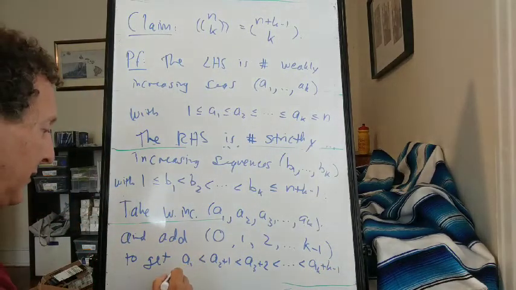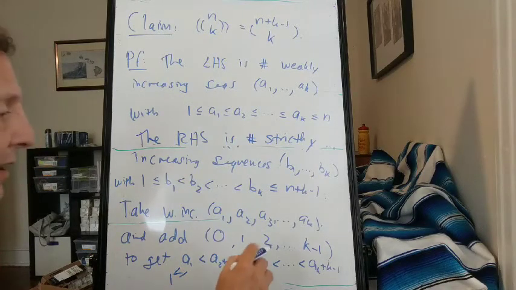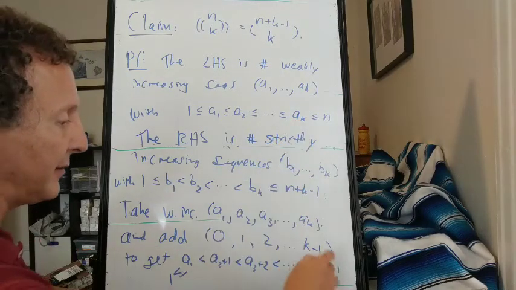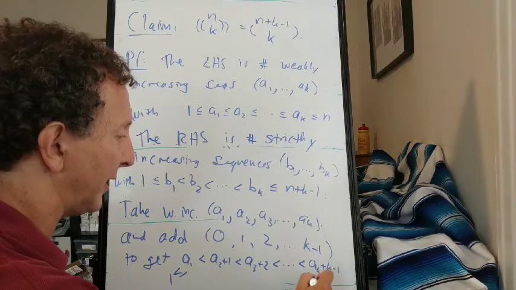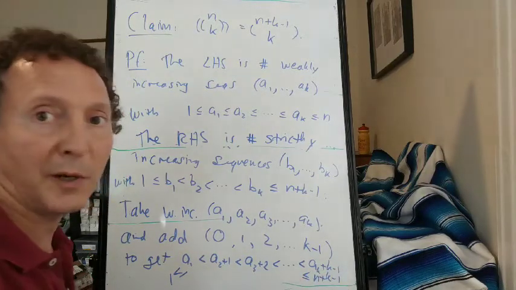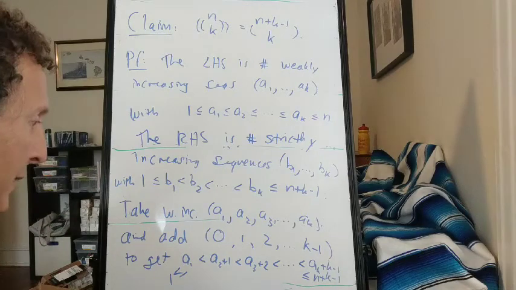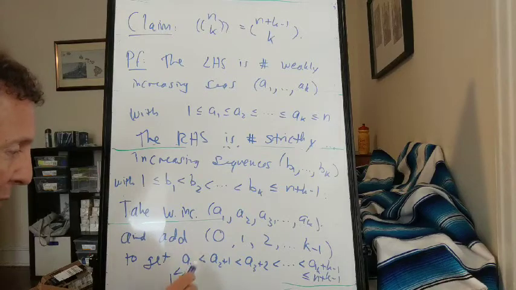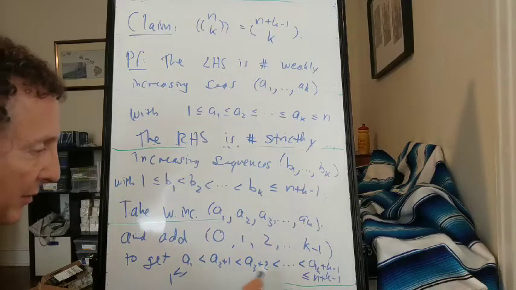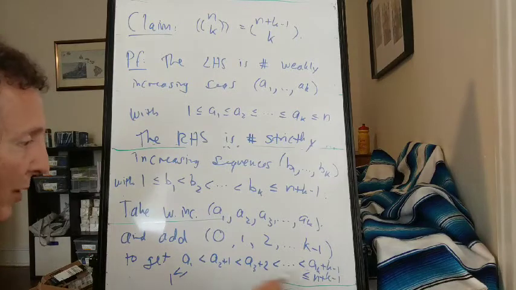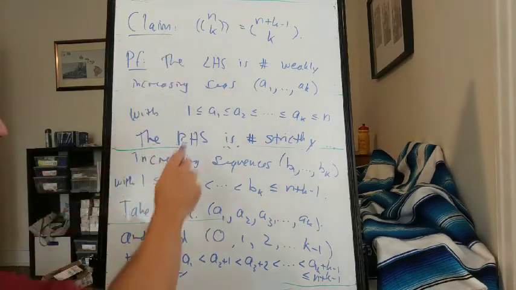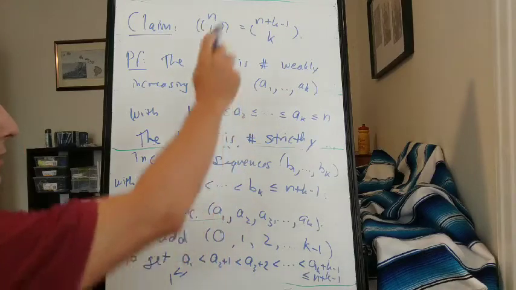Now A1 is at least 1. If AK were at most n, then this number is going to be at most n plus k minus 1. So now we have a strictly increasing sequence of numbers A1, A2 plus 1, A3 plus 2, etc. And these numbers are all between 1 and n plus k minus 1. So this sets up a bijective correspondence between things counted by the left-hand side and things counted by the right-hand side.